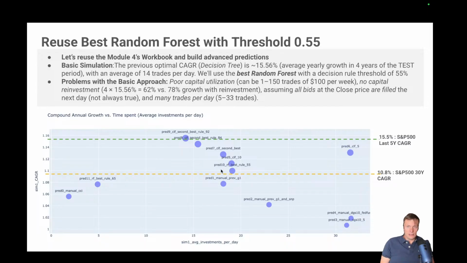The problems with the basic simulation or the best result that we had, predictor number 9. So the best result was 15.5% of average capital growth. We had to do many trades, on average 14 trades per day. We couldn't know what capital we need. So it could be the case when you had to do 30 trades or almost the maximum of 33 stocks that were all predicted positive for 30 days in a row.